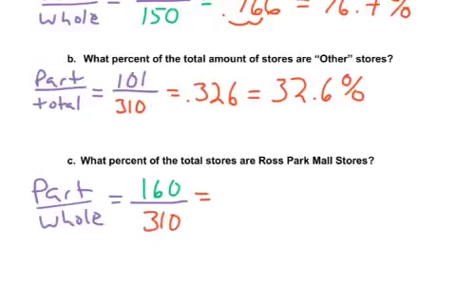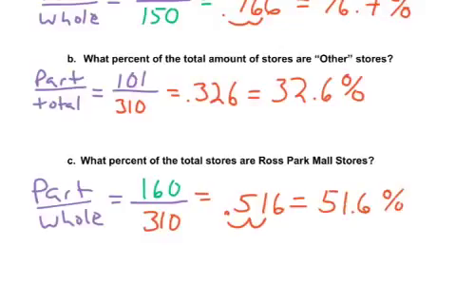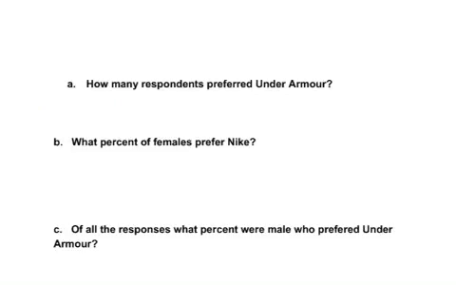Grab your calculator, do your division, and then when you divide, you get 0.516. Go ahead and, Victoria, tell us how to turn that to a percent. You're going to move your decimal point over 2 places, and you get 51.6%. Good. So 51.6% of the stores are Ross Park Mall stores. Very good. All right, let's take a look at the last problem here.